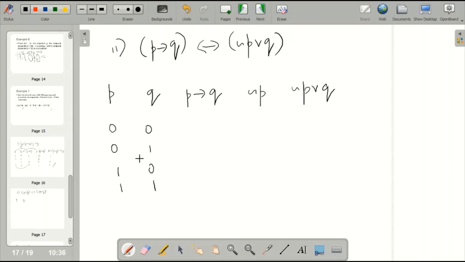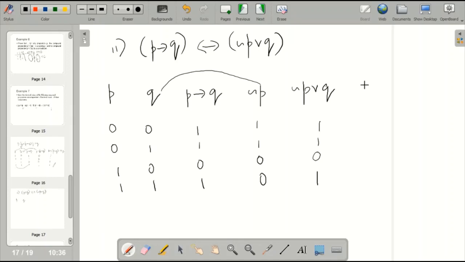So what is P conditional Q? Only for the third one it is 0, rest it will be 1. What is negation P? It is 1, 1 and 0, 0. So negation P or Q. When both the values are 0, it is 0. So it is 1, 0, 1, 1. So it is 1, 1 and this value is also 1 itself.